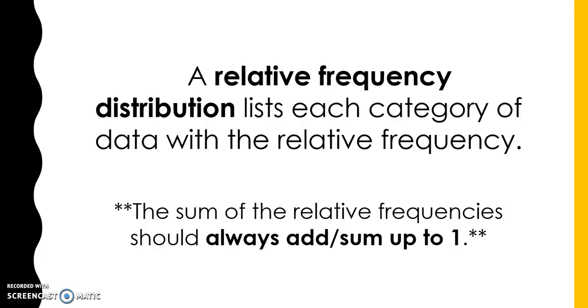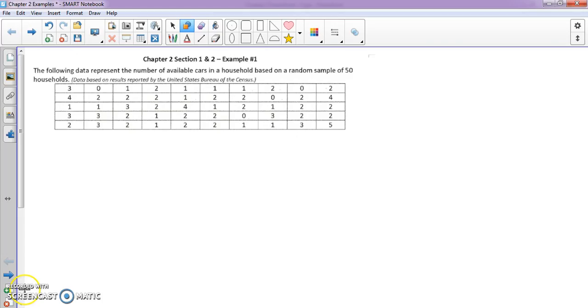So a relative frequency distribution just lists each category of the data with a relative frequency. The good thing about a relative frequency distribution is it allows you to see the percentage that piece has out of the whole entire data. An important thing to remember about relative frequency is that the sum of the relative frequencies should always be 1. So, let's look at an example.